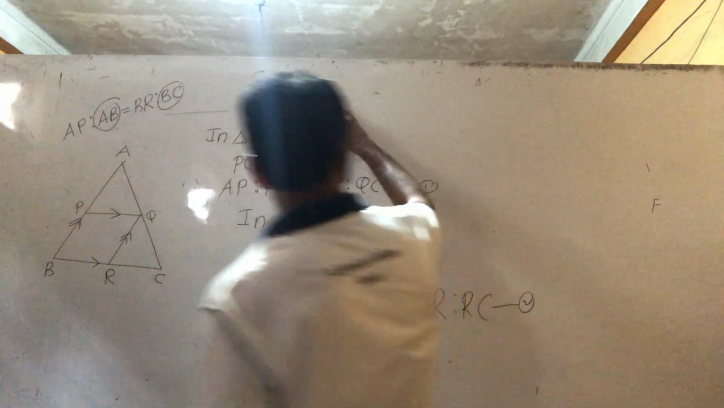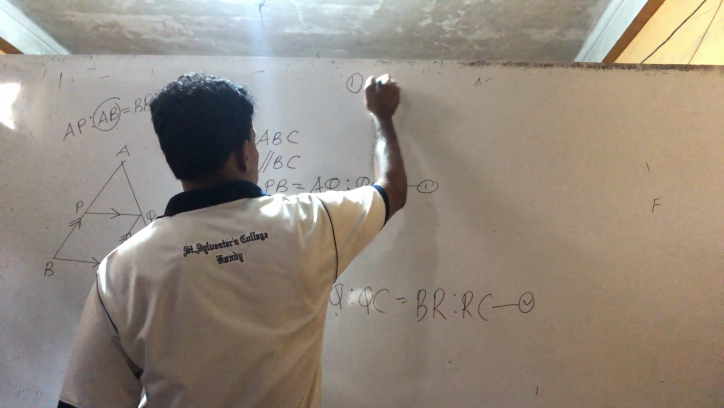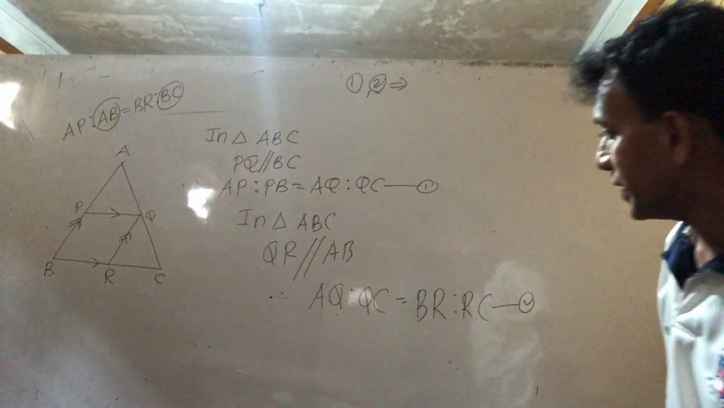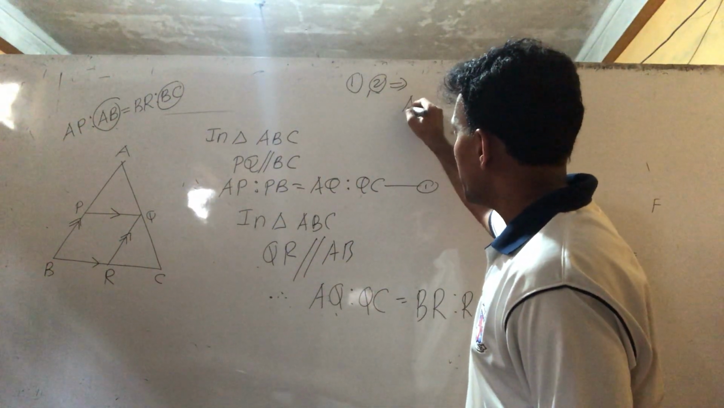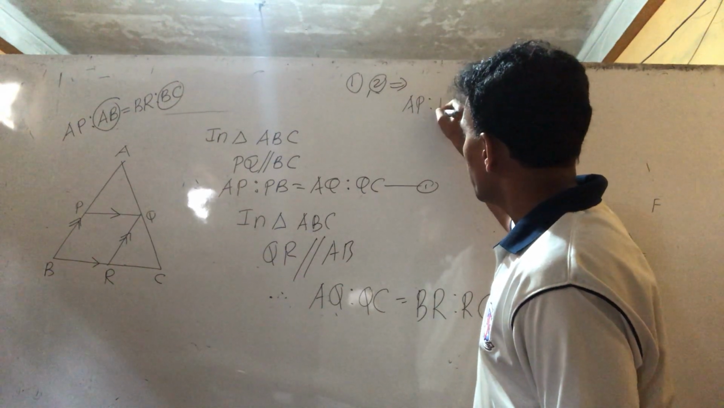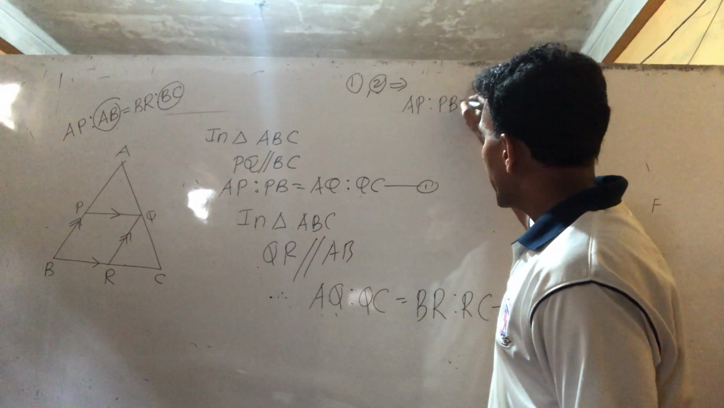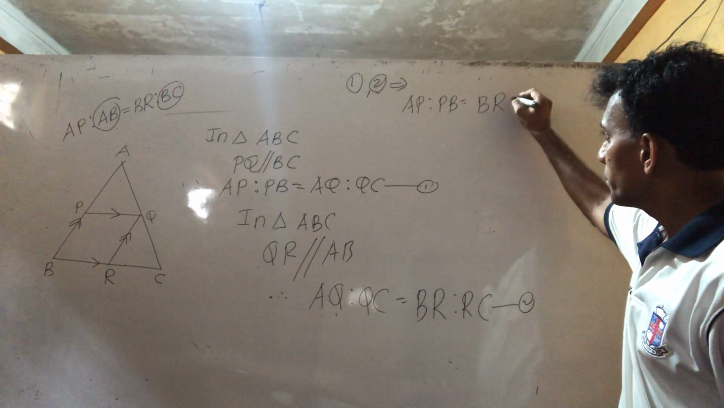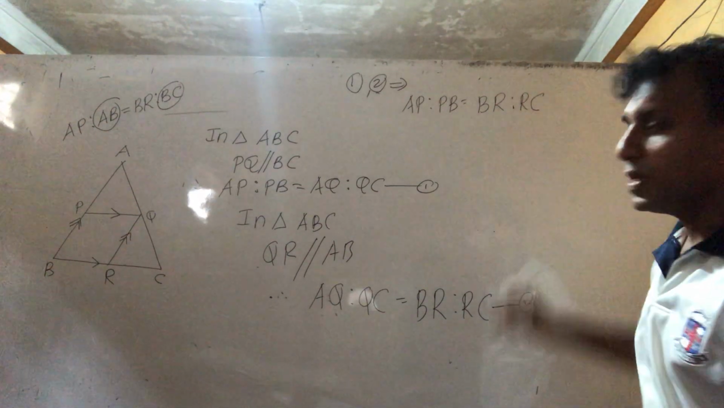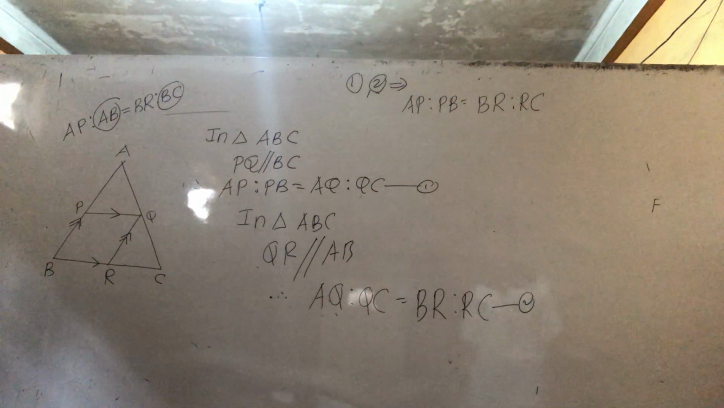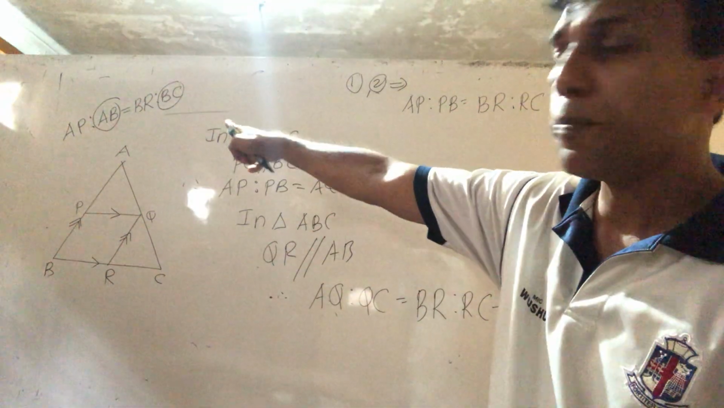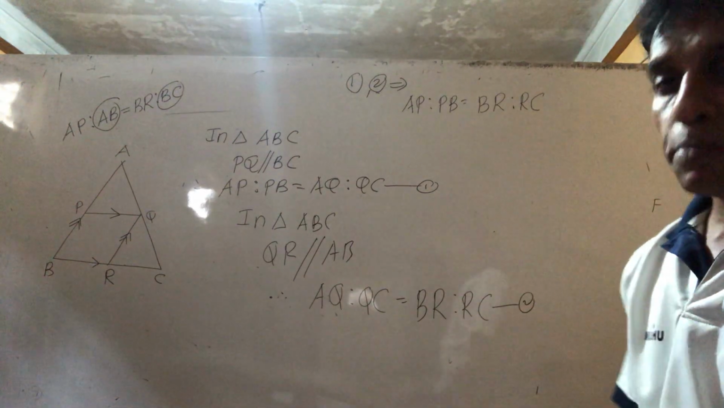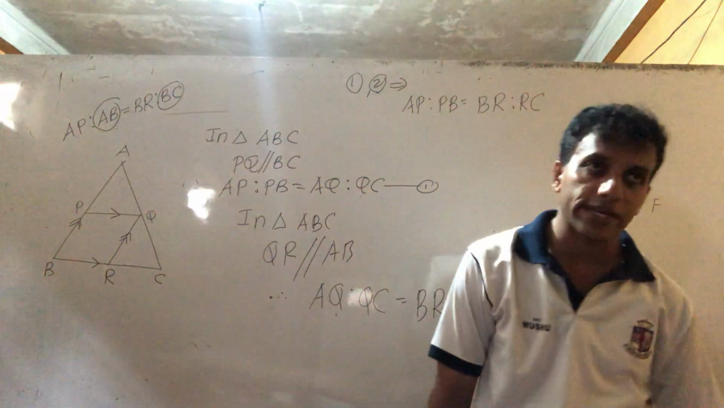Right now, from 1 and 2, you write it. What is that? AP is to PB equals BR is to RC. But in the answer, it is AP is to AB, the other side, not BR and RC, but BC. So this is an important part. You have to show how to connect that.